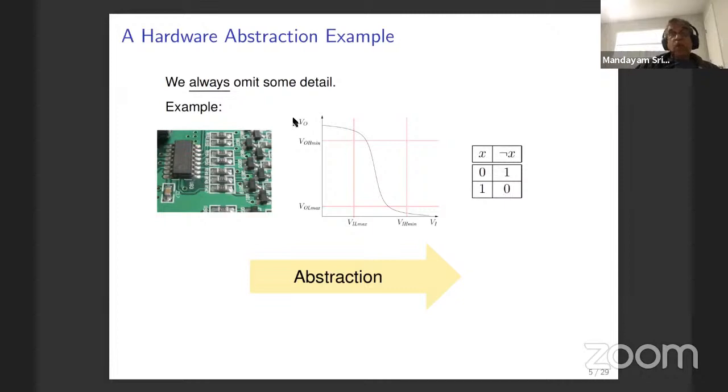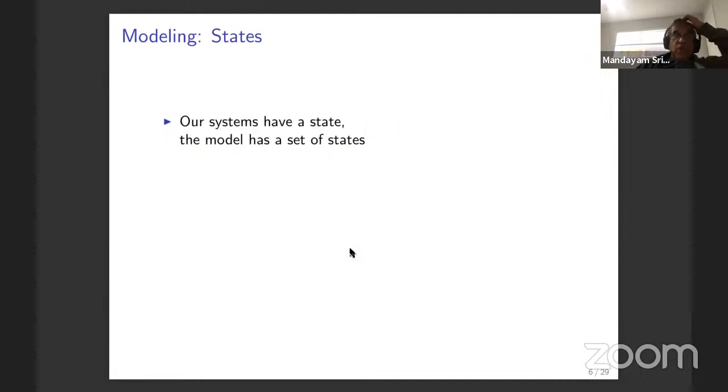Okay, so that is one aspect that modeling does. You need to really understand what detail you need to retain and what detail you can throw away. This process of retaining the relevant details while developing the model is called abstraction. Abstraction means you keep certain details and you throw away certain things.